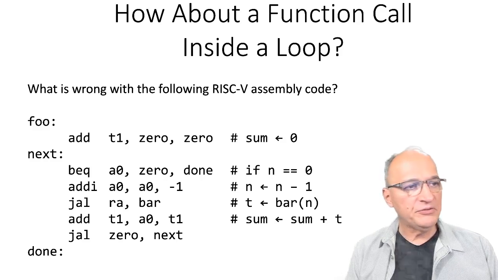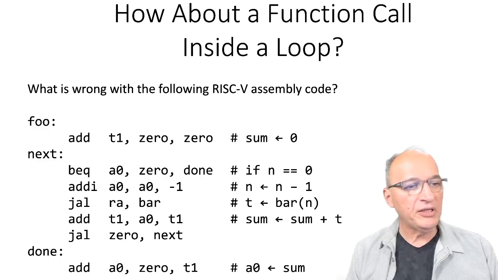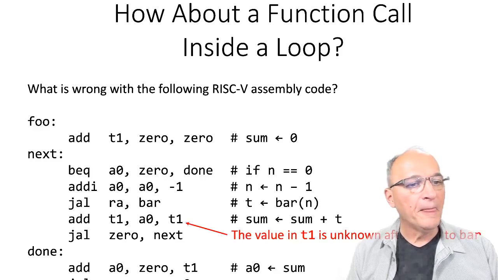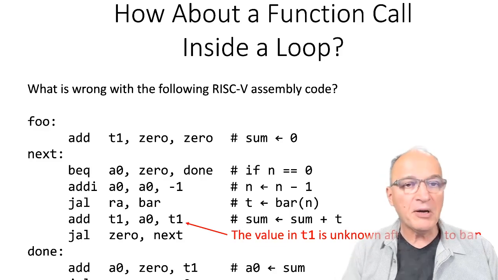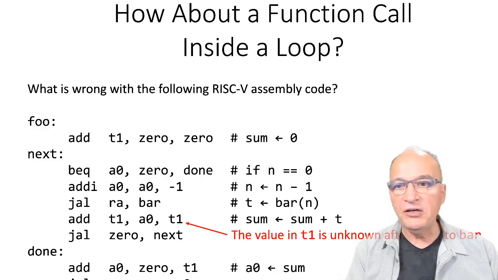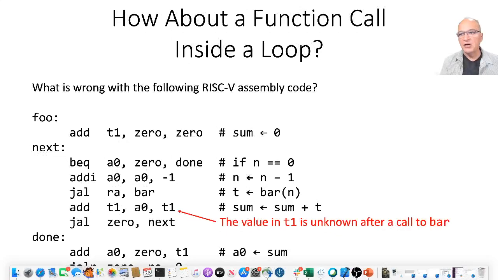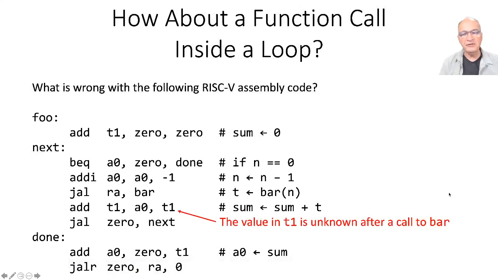What's the problem with this function? By the way, when I'm done, I will make a0 equal the sum, so I'm going to copy t1 into a0. So what's the problem with this function? The first problem is that the value of t1 after the function call to bar is unknown, because remember that bar can change the value of all the t registers without first saving their values and restoring them in the end.